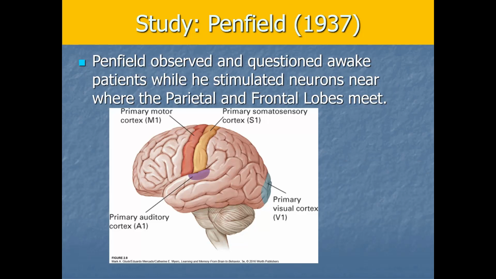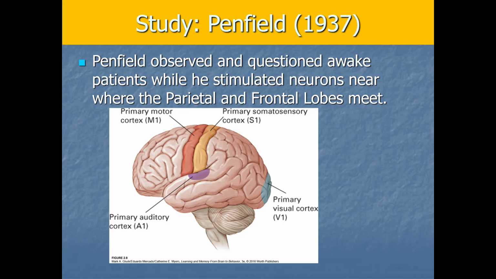In fact, this method was made famous by studies like those of Wilder Penfield back in 1937. When doing some surgery for epilepsy, he did some tests like this. He observed and questioned awake patients while stimulating neurons in a location in the brain near where the parietal and the frontal lobes meet. Basically what we saw before called S1, the primary somatosensory cortex, this strip in yellow here, and M1, the primary motor cortex, that's in red here.